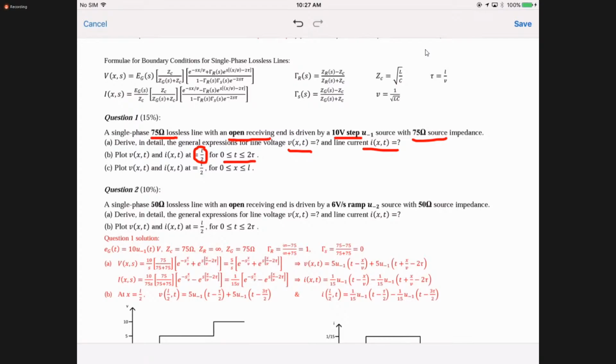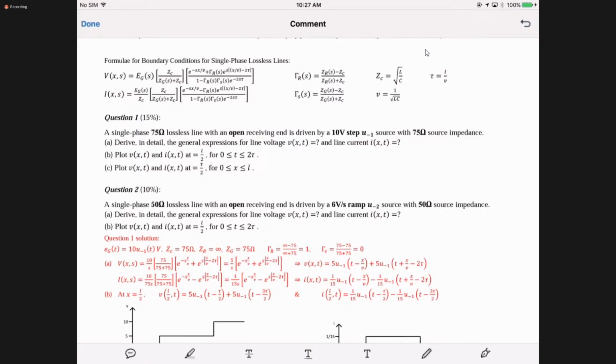Because it's a traveling wave, it's in time, so it's not steady state. Steady state is one value for a long time. Well, this always covers a certain period. For this case, it's from t to 2 tau, where tau is the time to travel the distance of the cable. So this is the fixed distance and variable time.